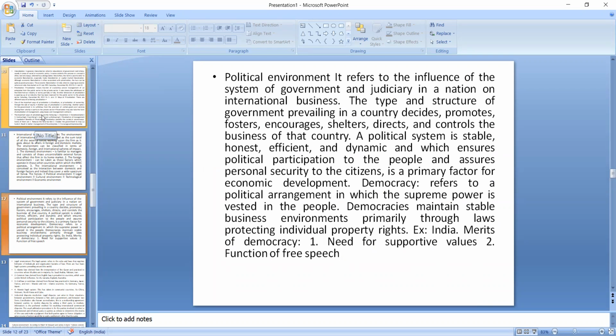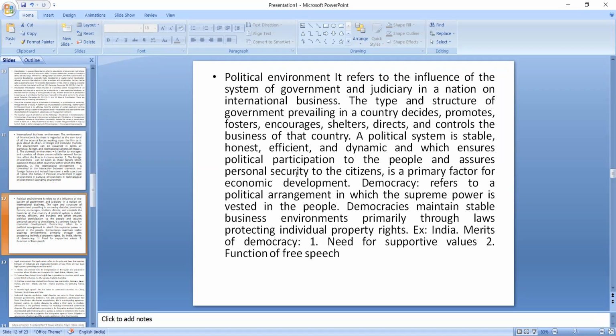Political environment, the first one, refers to the influence of the system of government and judiciary in a nation on international business. The type and structure of government prevailing in a country decides, promotes, fosters, encourages, shelters, directs, and controls the business of the country. A stable, honest, efficient, and dynamic political system ensures political participation to the people and assures personal security to the citizens. That is very important, a primary factor for economic development.